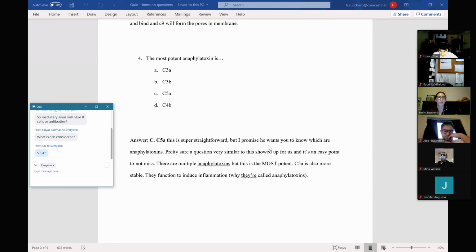Yeah, 534. What is C2B considered? C2B is not considered an anaphylatoxin. It's chemotaxis. It has a chemotaxis property. Same thing with C5A, but sorry guys, I'm trying to check the chat at the same time.